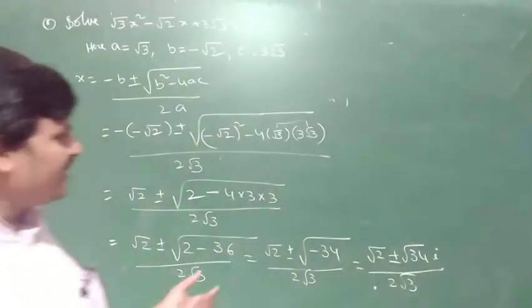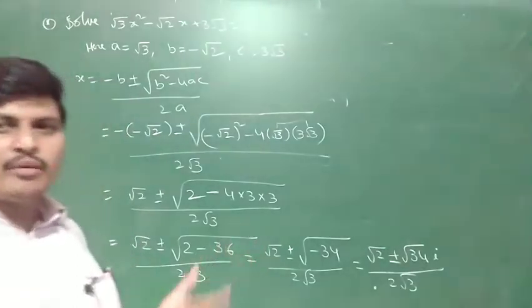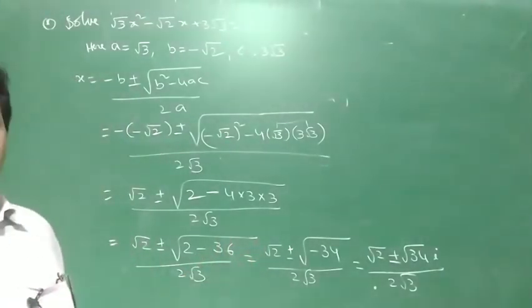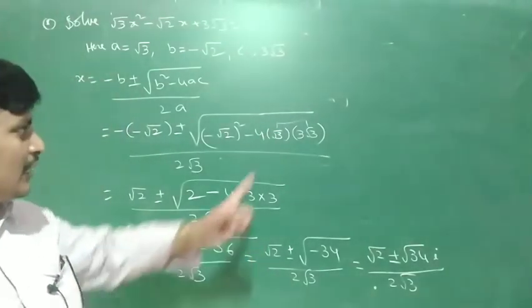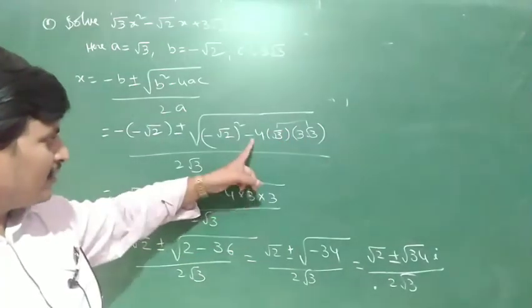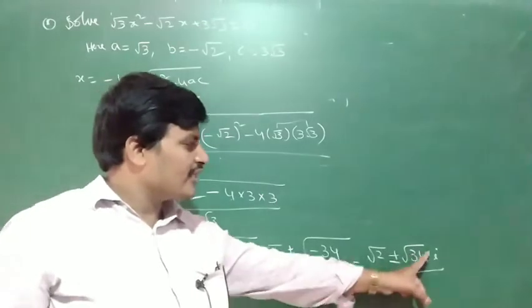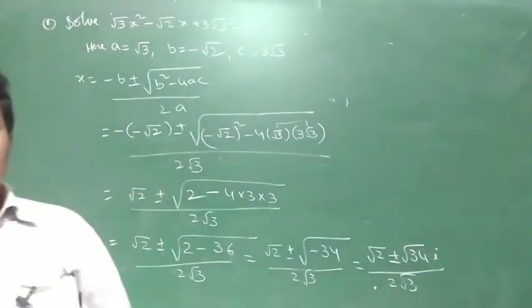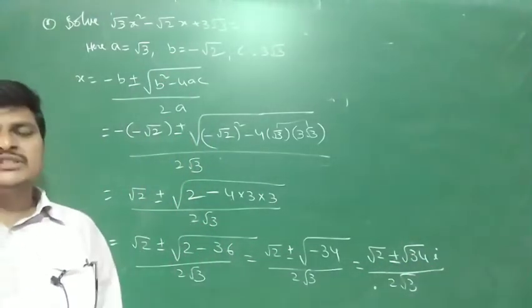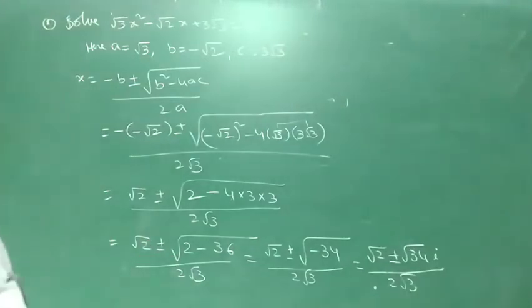All of you will be tough feelings in the problems. What is the tough feeling? Root 3 into root 3, so minus the root of minus 34 is equal to root 34 into i. This is our maximum tough feeling. Okay.